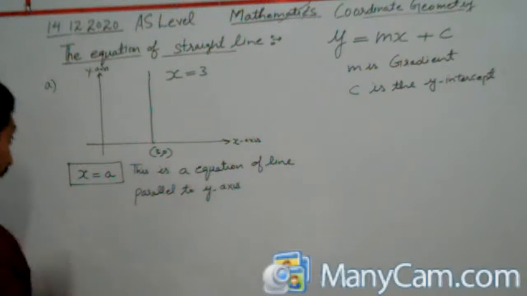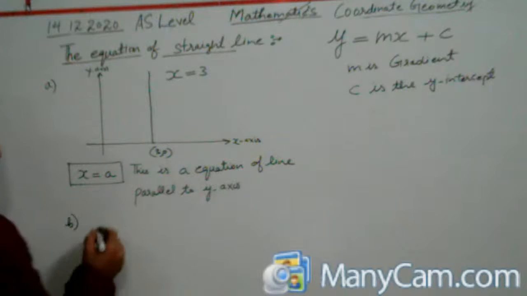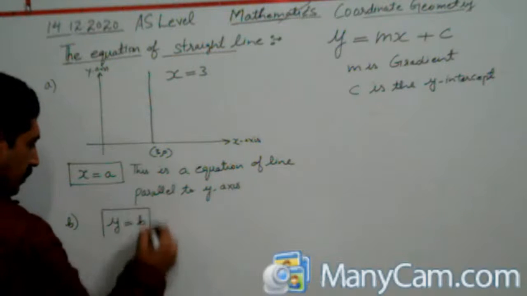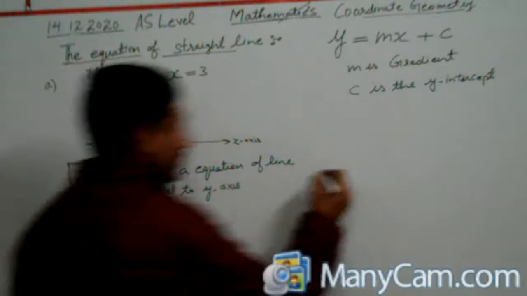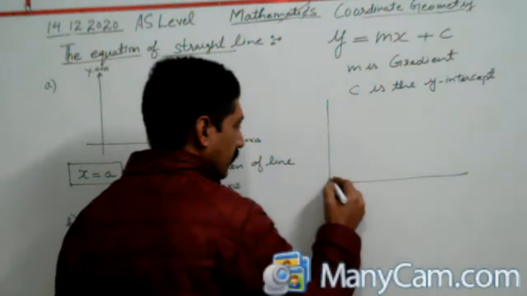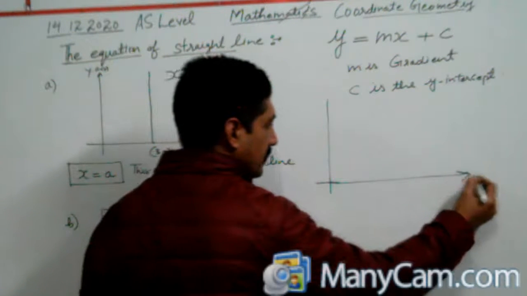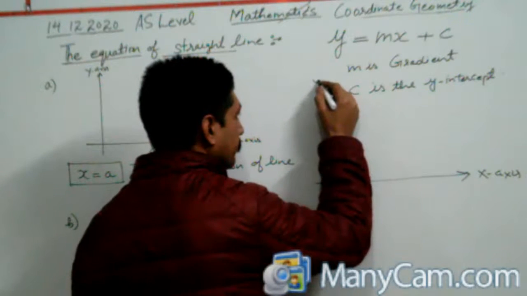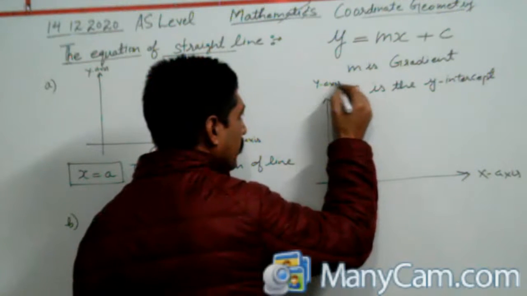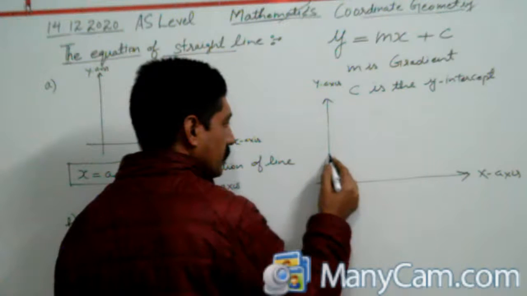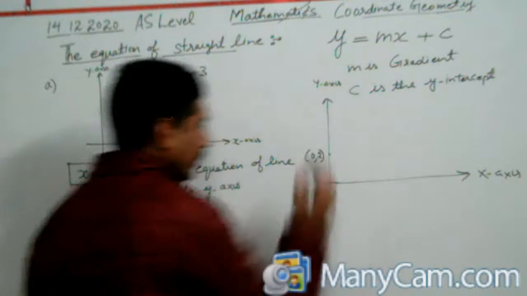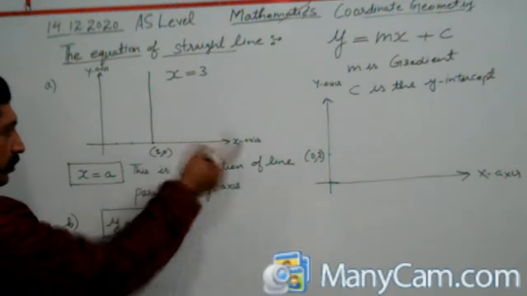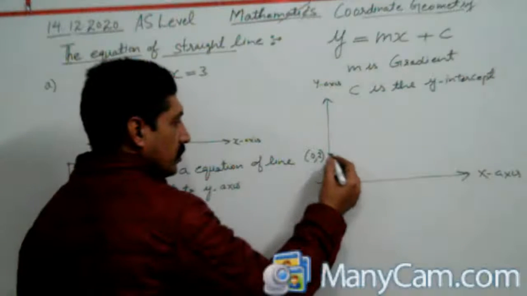Whereas if we have a line y is equal to b, right? For example, here this is the equation of the line. These are your x-axis and y-axis. Then suppose here is (0, 2), and here is (3, 0). This point is 3, like 1, 2, 3, 4 and so on, and here is 1, 2.